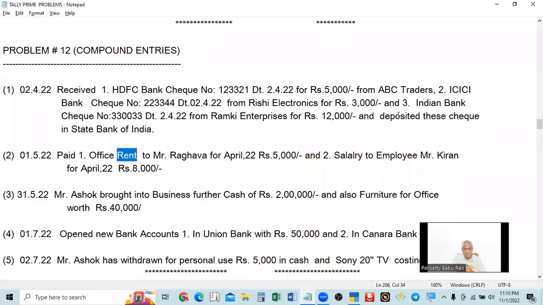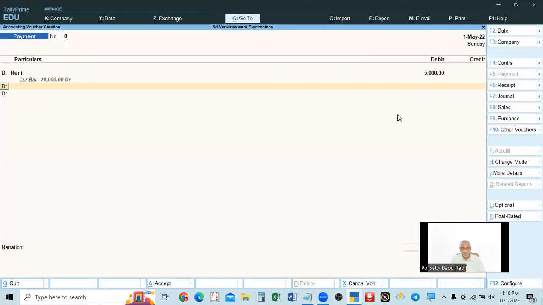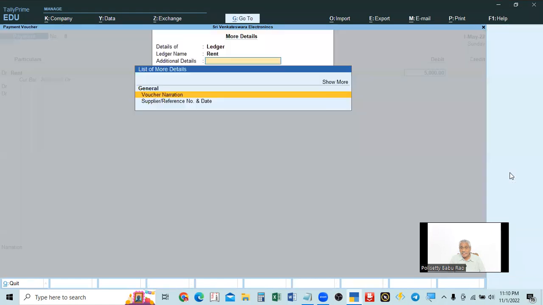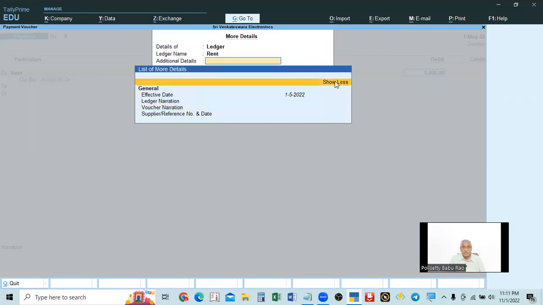Next one, if you click, it will go to the next debit, because it will come as credit, but there is one more expense. Again, we have to debit there. Okay, so before this, we can do one thing. After entering the amount, we can write narration for individual expenses. If you want to write the narration, go to more details, then again show more. Here you will get ledger narration.